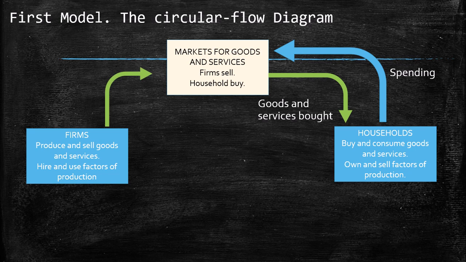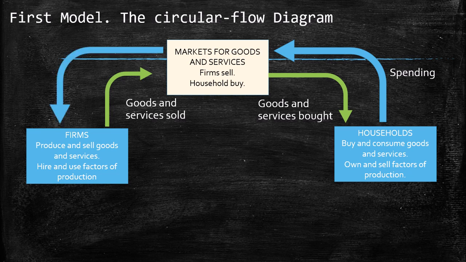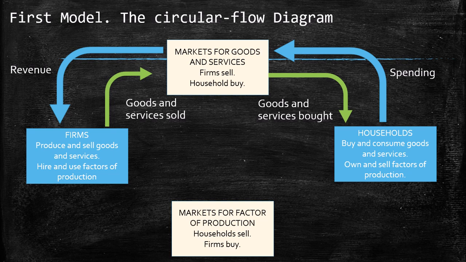If we think about how they interact with the market for goods and services, they go through the goods and services sold. And what do they receive when they provide these goods and services? They receive revenue. The other market is the market for factors of production, where the households sell because they are the owners of the factors of production, and the firms buy what they need. They need land, capital, and labor.